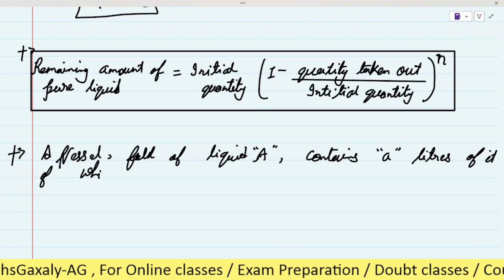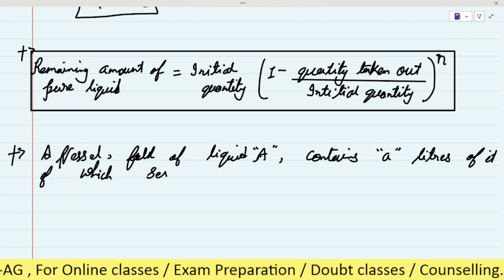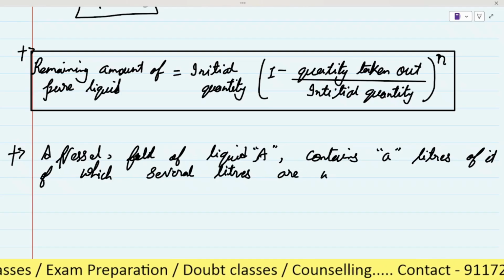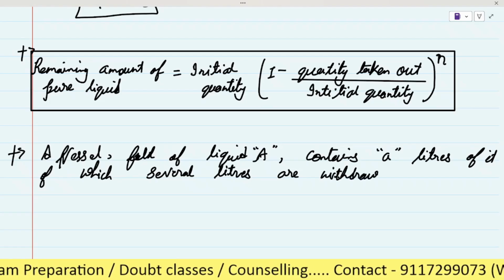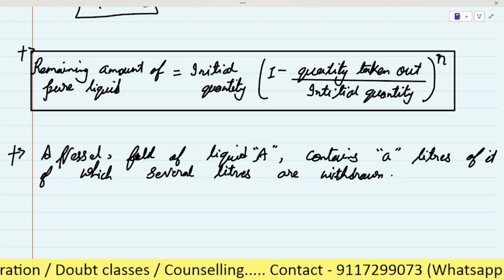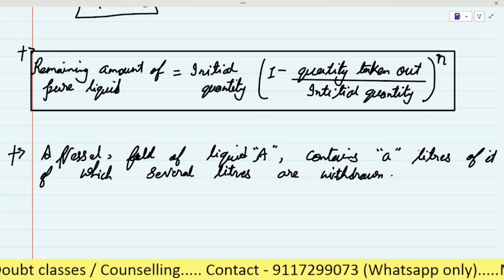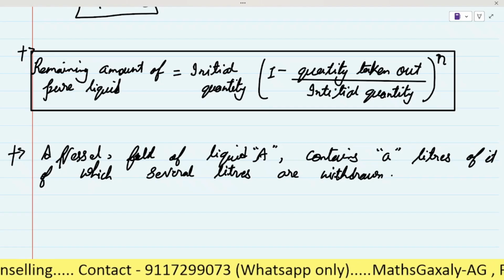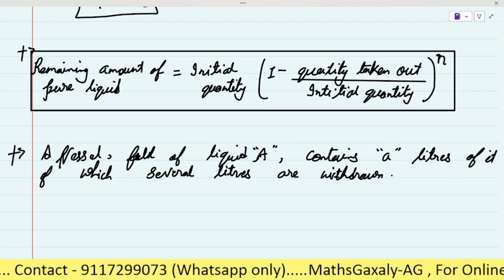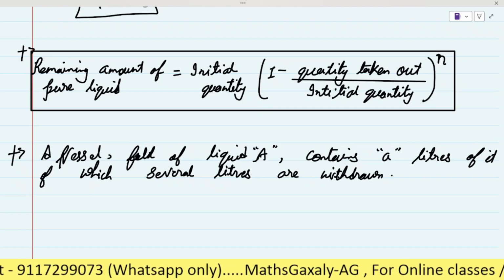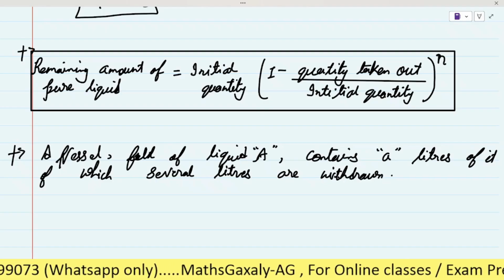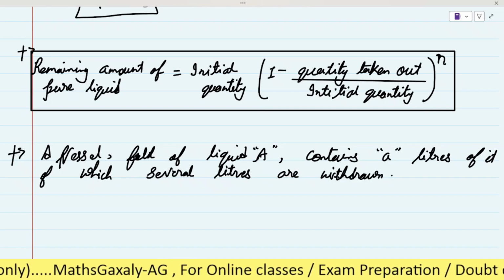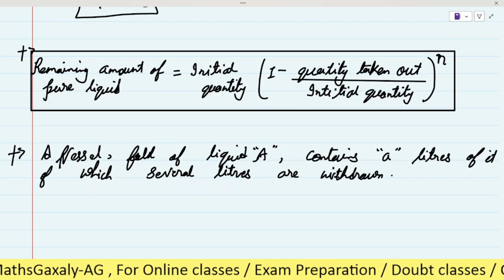The vessel is then filled with liquid B. Next, the same volume of the mixture is withdrawn, and again the vessel is filled with liquid B.